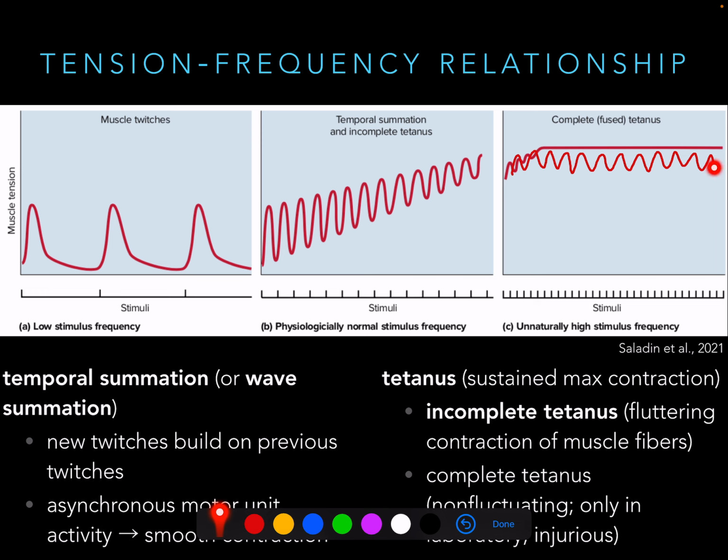What we don't want to see is this flat line, this complete tetanus. This is where the muscle has maximally contracted. You won't see this. You'll only get this in the laboratory, and this is always damaging to muscles. Luckily, you don't have to worry about that. I'm sure you work out hard, but you're not working out that hard.